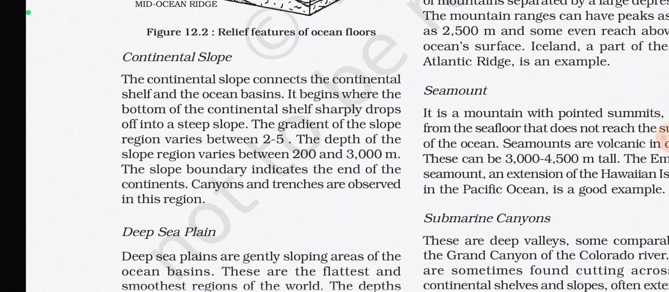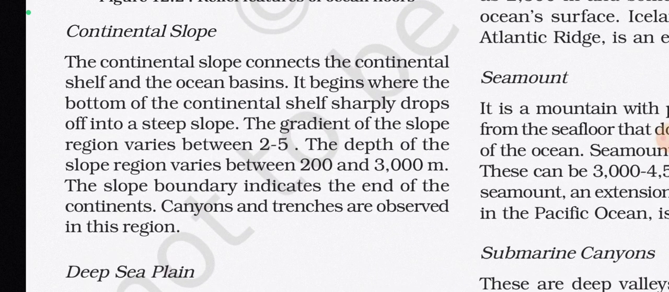The continental slope connects the continental shelf and the ocean basins. It begins where the bottom of the continental shelf sharply drops off into a steep slope. The gradient of the slope region varies between 2 to 5 degrees.